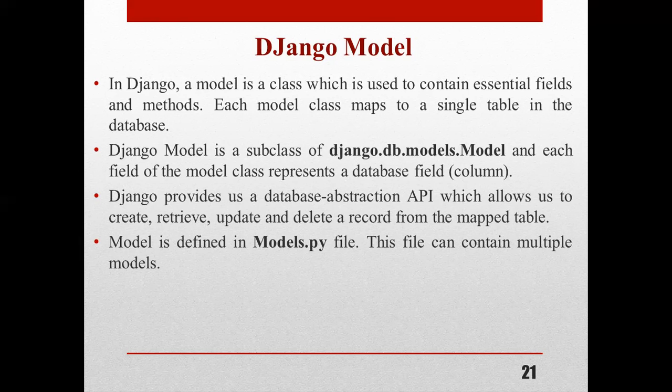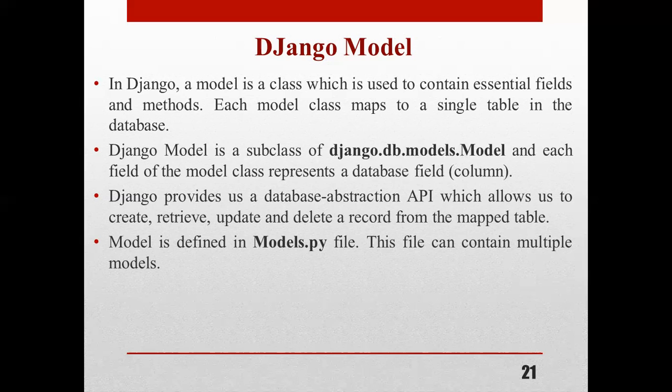So each model class maps to a single table in the database. Whenever we create a model, that class maps to a single table in the database. The Django model is a subclass of django.db.models.Model. And each field of the model class represents a database field.